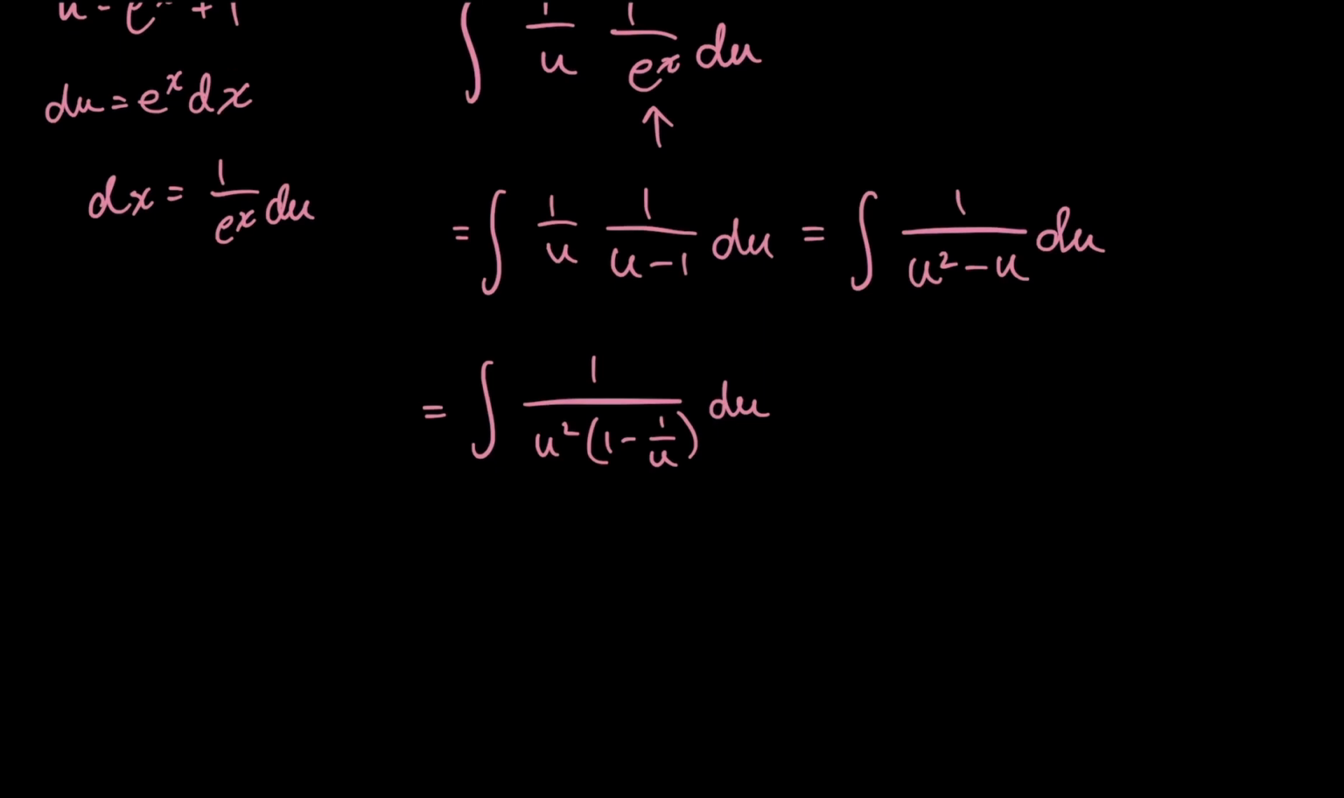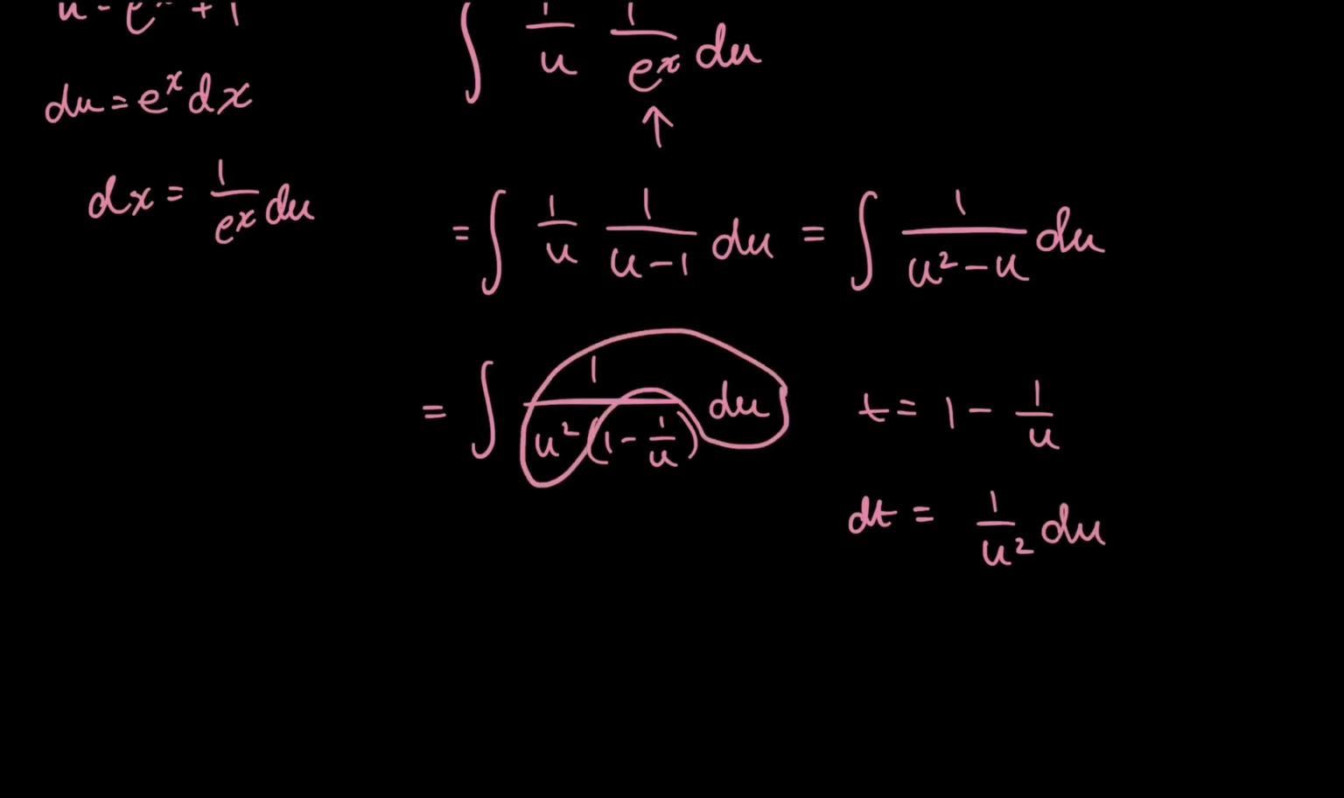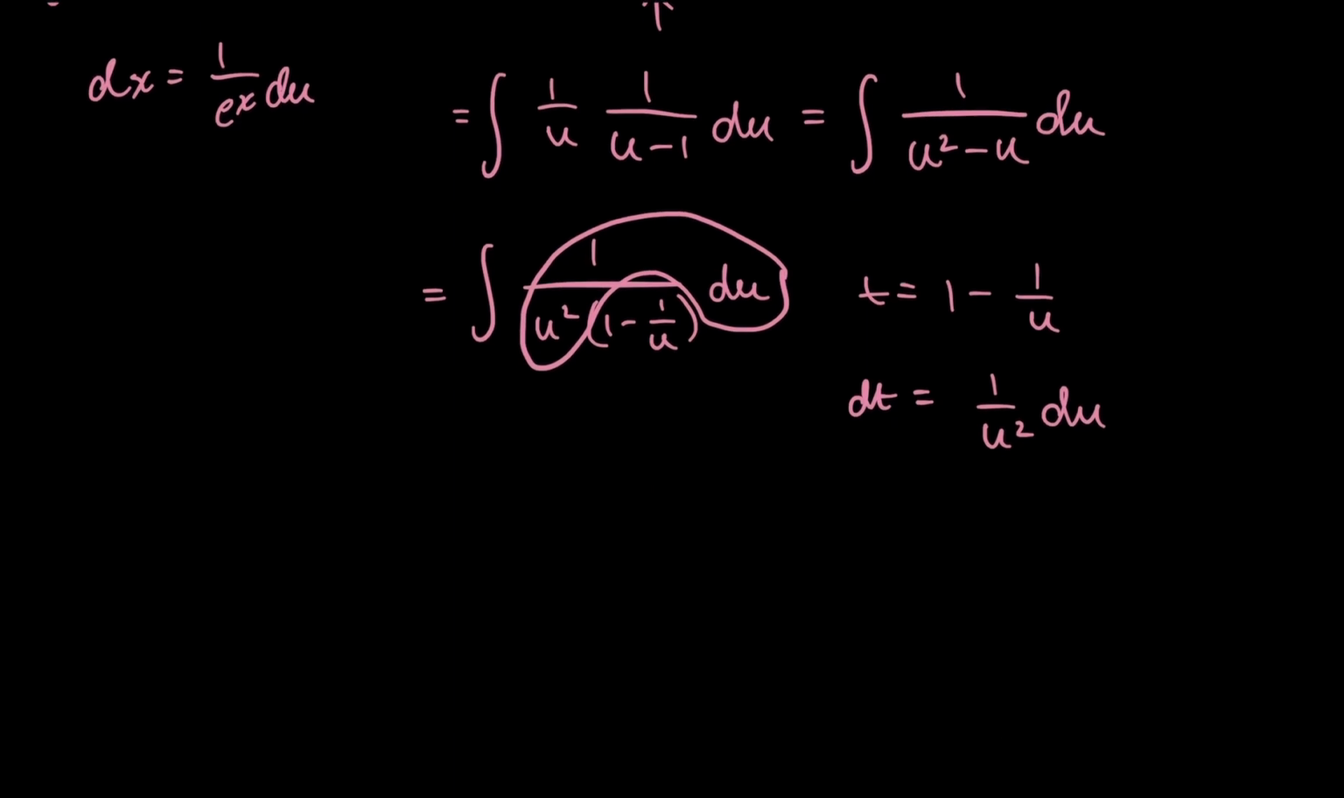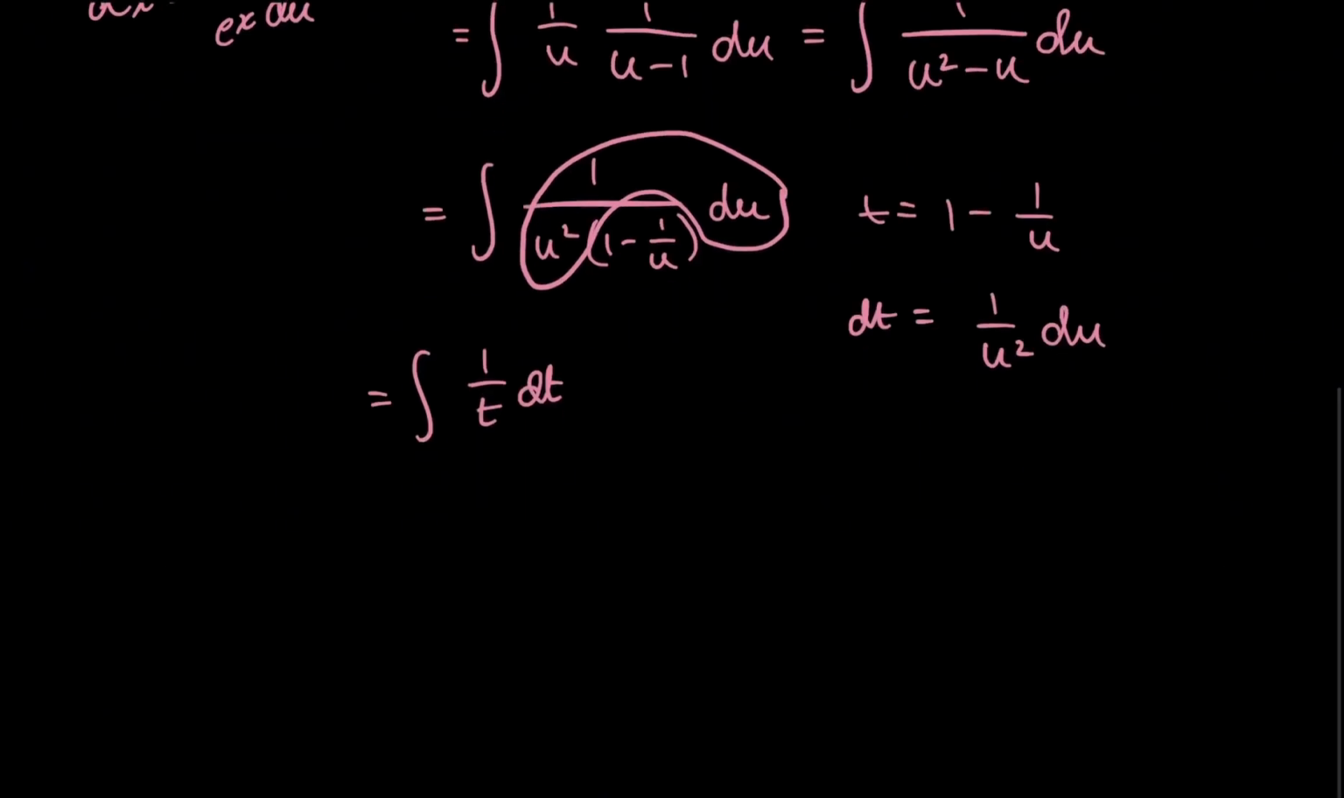Now the reason I factored that u squared is so I can do the other substitution. This new substitution, let's define a new variable t. I'm going to take that 1 minus 1 over u as my substitution, because the derivative is 1 over u squared du, which is exactly what I have over here. And so that works out really nice. So now if I do my t substitution, I get 1 over t dt, which is very nice and simple, and I can immediately integrate this.